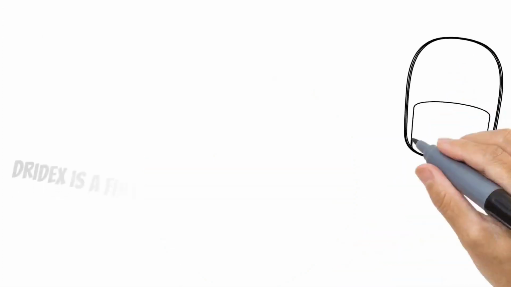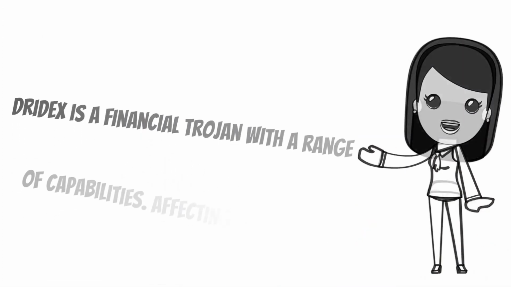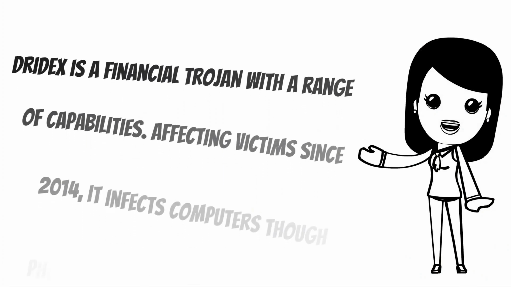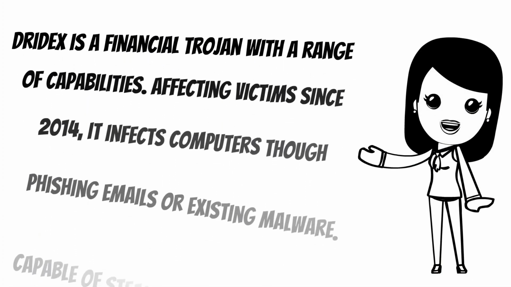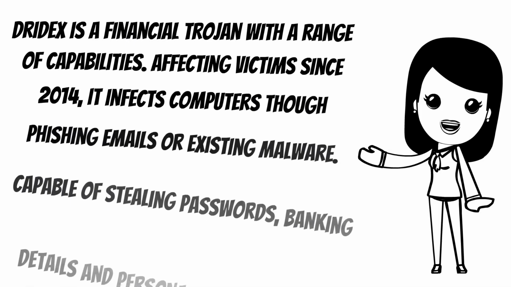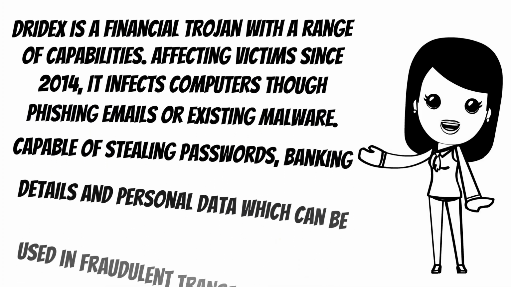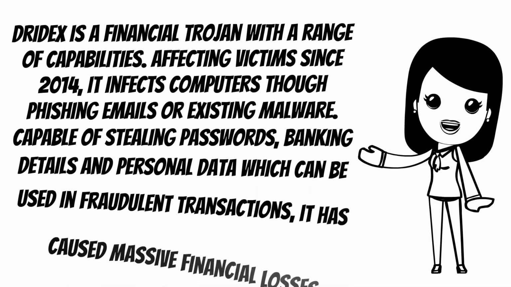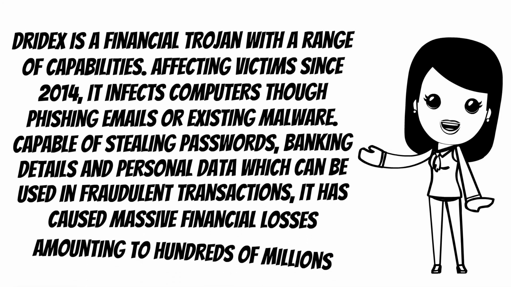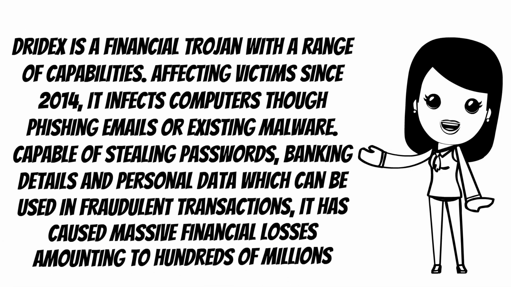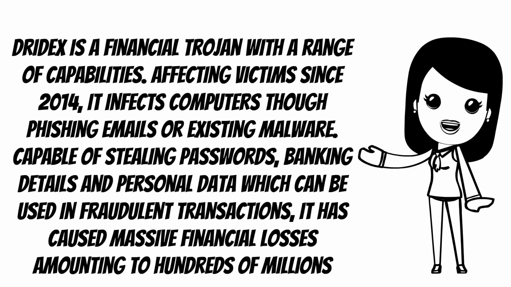Dridex is a financial Trojan with a range of capabilities affecting victims. Since 2014, it infects computers through phishing emails or existing malware, capable of stealing passwords, banking details, and personal data, which can be used in fraudulent transactions. It has caused massive financial losses, amounting to hundreds of millions.